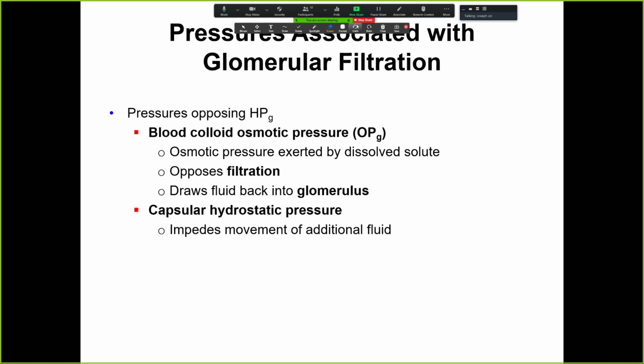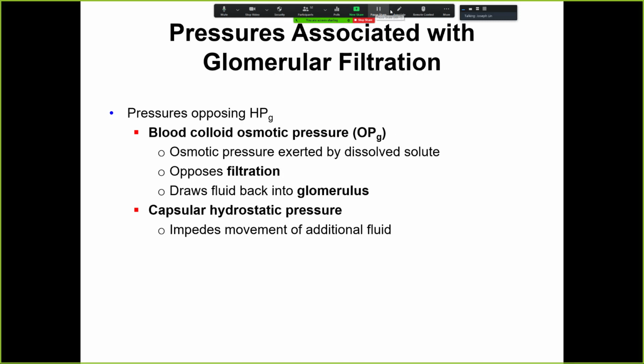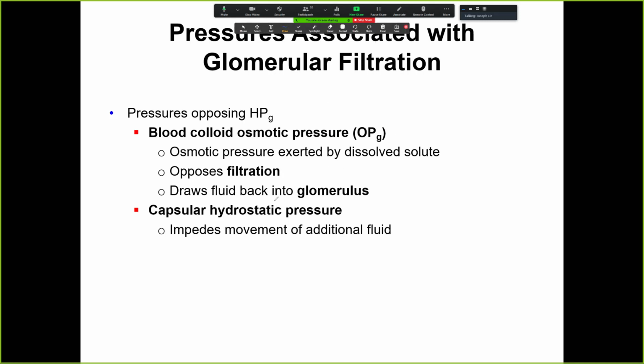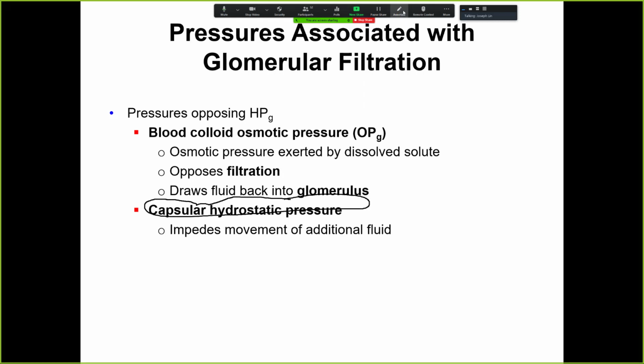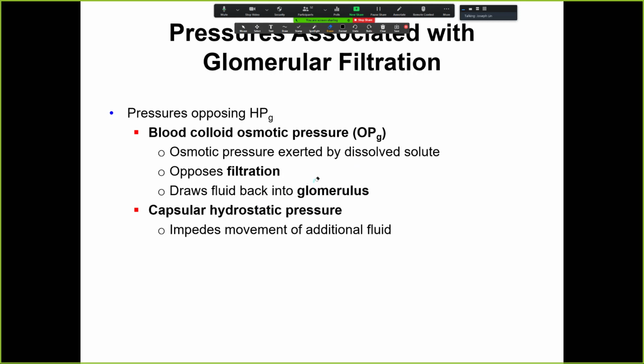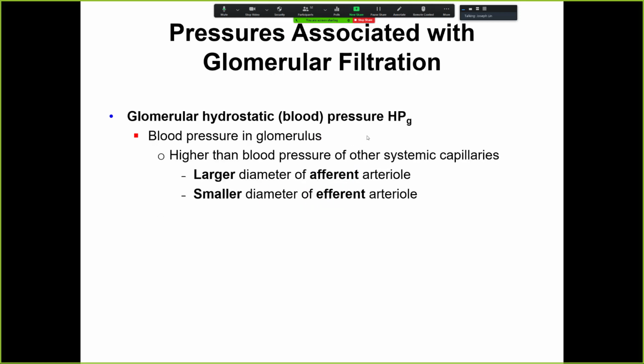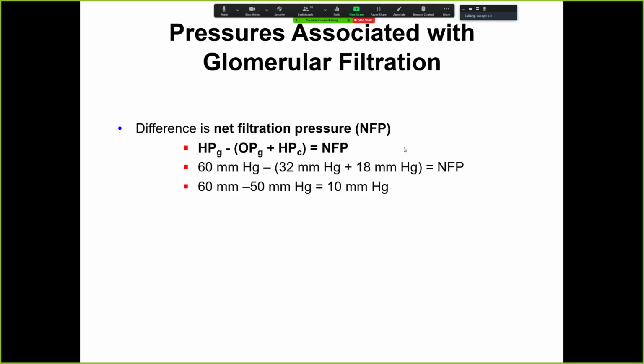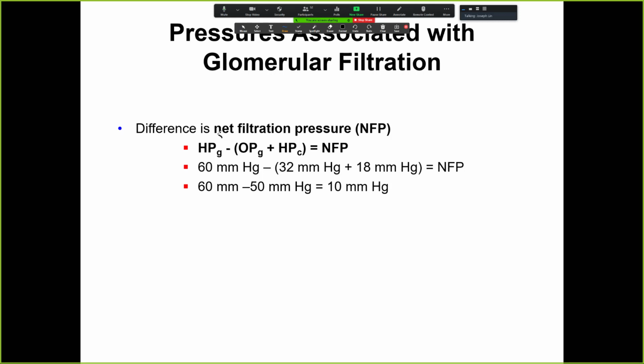We also have that third slight pressure called the capsular hydrostatic pressure, a small little bit, not super significant, but it's still present, and this also impedes the additional fluid pushing in. So this is on the same side as the osmotic pressure. Just remember these two are on the same team, and the one I showed you in the previous slide is on a team by itself. When you do the math together, you get this expression: HP sub G minus OP sub G plus HP sub C. These two are together. You subtract the numbers and you get NFP.